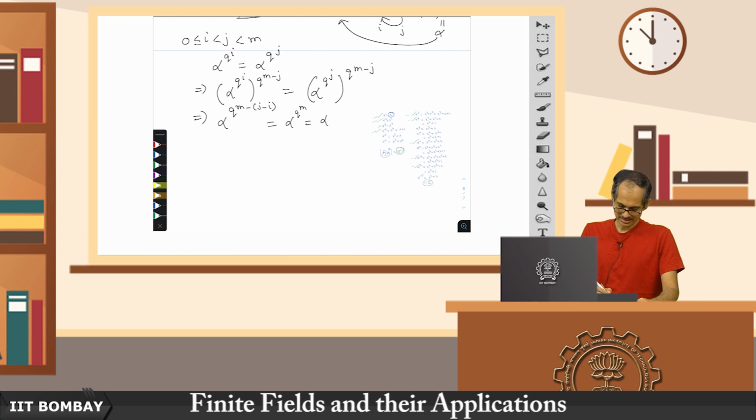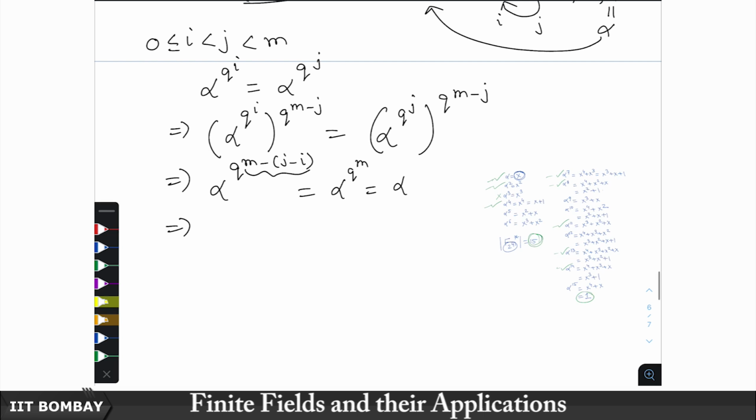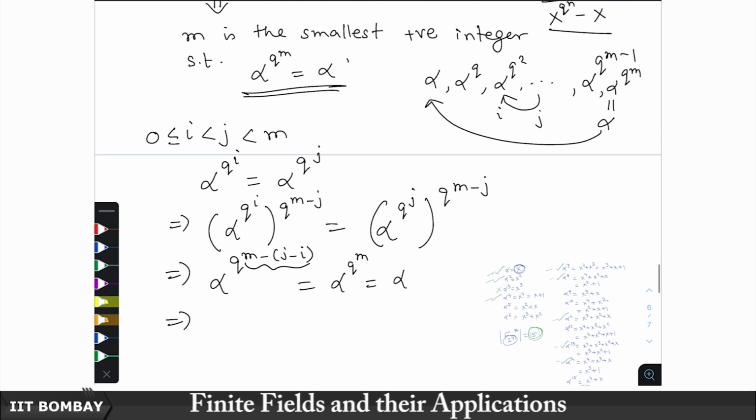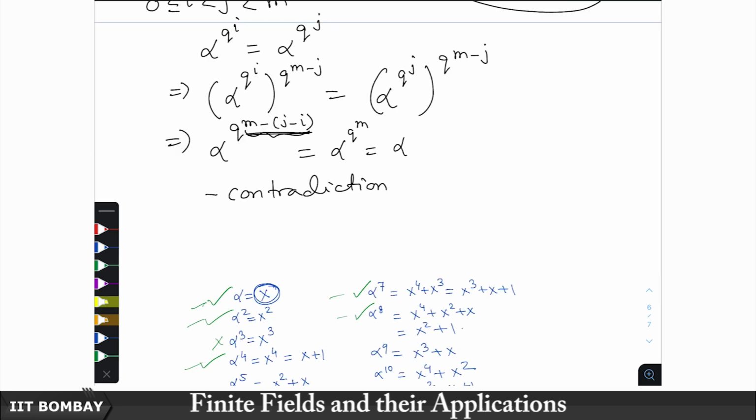Now this says that this power is a smaller number than m, and this is a contradiction, because here we said that m is the smallest number for which this can happen, but here this is happening for a smaller number which is m minus j plus i. So, this is a contradiction. So, this cannot happen. Okay. Now, we can restart.